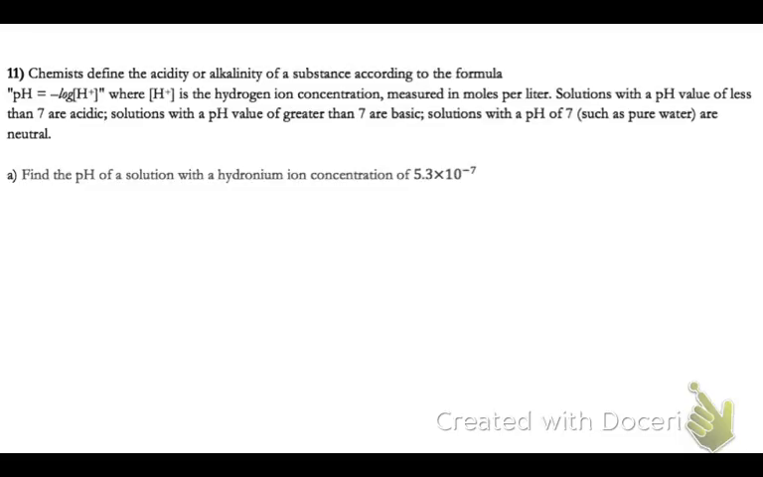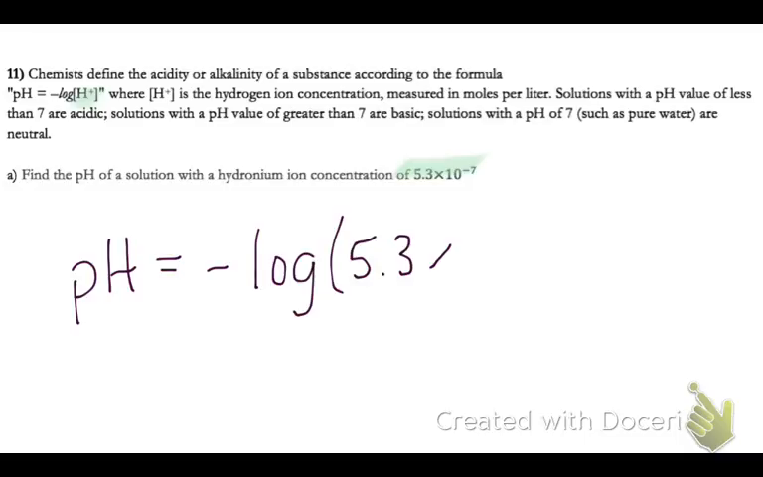So we want to find the pH of a solution with a hydronium ion concentration of 5.3 times 10 to the negative 7. So all we're going to do is take this number and plug it in for H. So our formula is pH equals negative log of 5.3 times 10 to the negative 7. Once you enter that in your calculator, you're going to get 6.3.